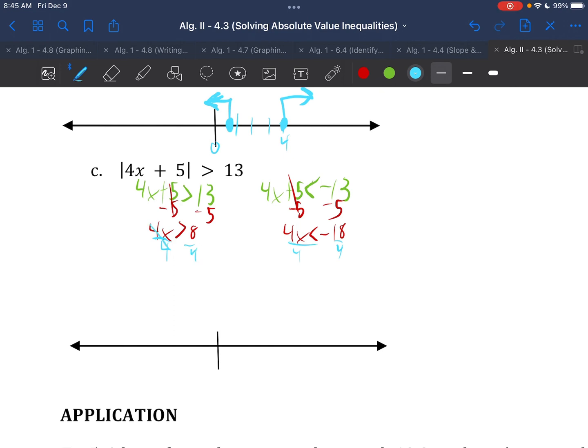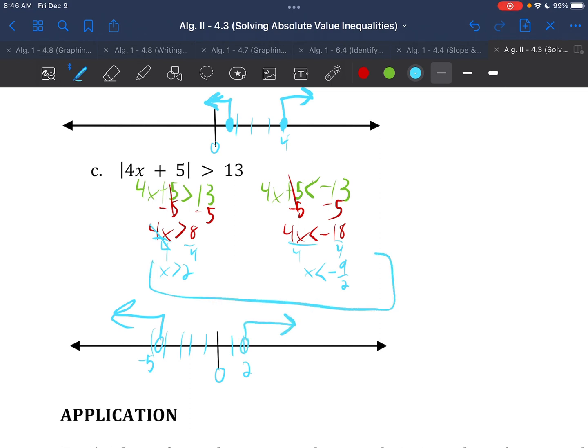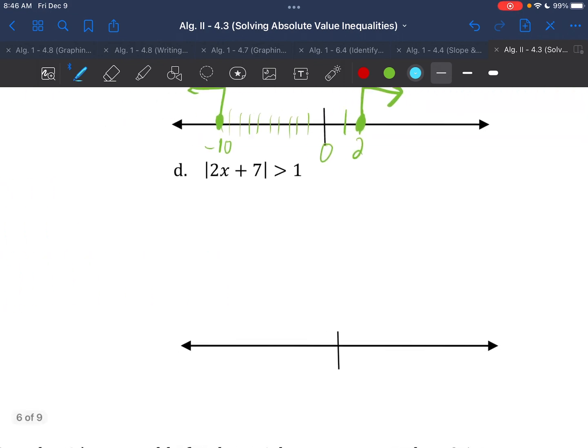Divide by 4. x is greater than 2. x is less than negative 9 over 2, or negative 4.5. Graph 0 in the middle, 2, 3, 4, 5. We said negative 9 over 2 is between negative 4 and negative 5, and less than that would be to the left. Greater than 2, open circle, is to the right. So those are our answers.